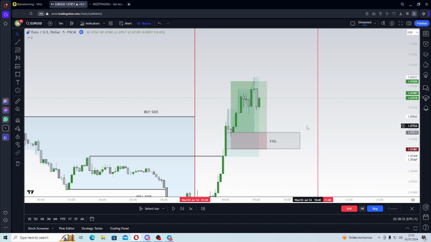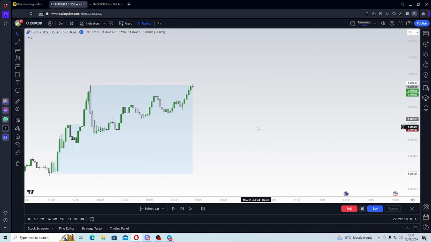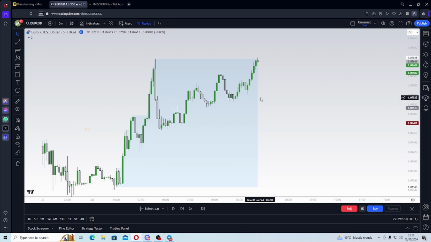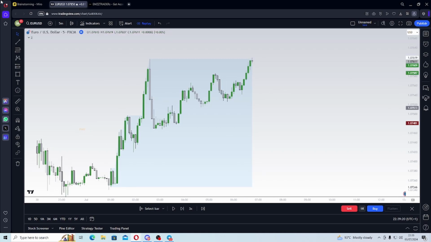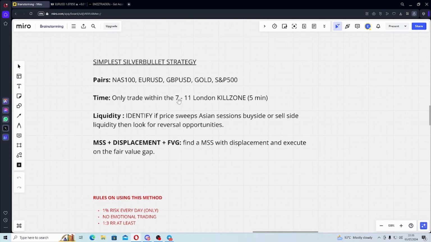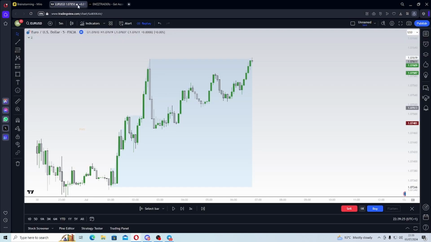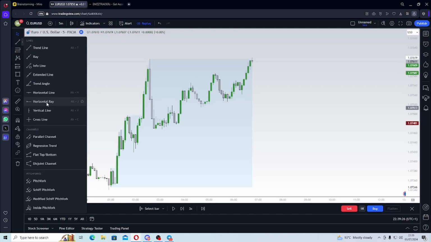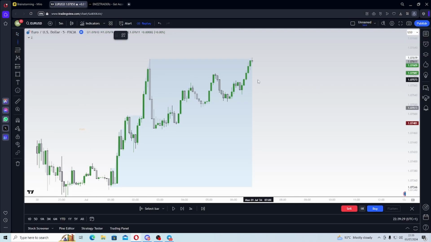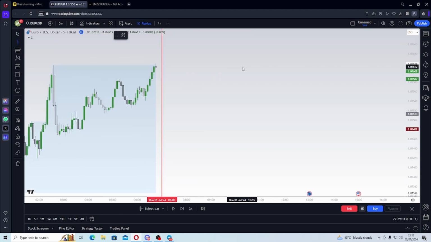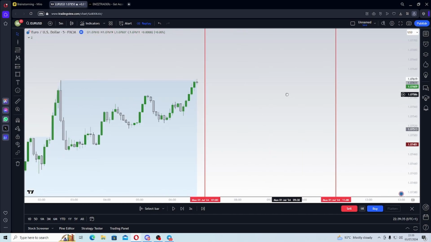So now let's get into the second example. As you can see right here, we have another example, and I'm going to be using the exact same strategy that I used earlier. Okay, so 7 to 11 London kill zones. I'm going to be marking it out really quickly right here using a vertical line. So we have 7 until 11. That's all you need to do. This is the only time we're going to be taking our trading.